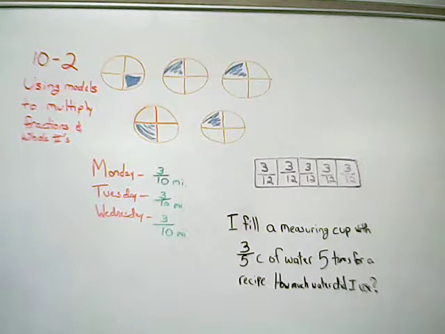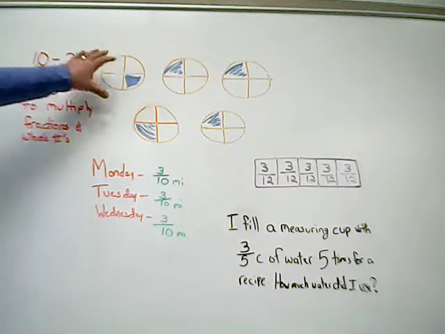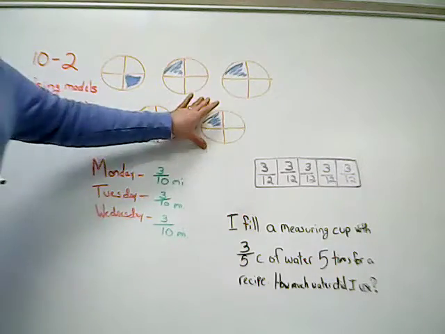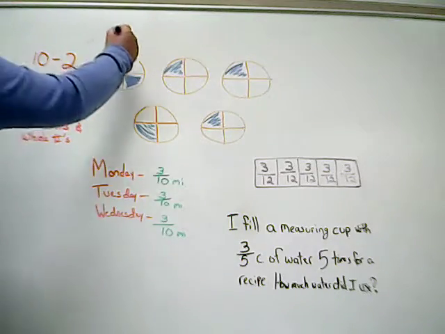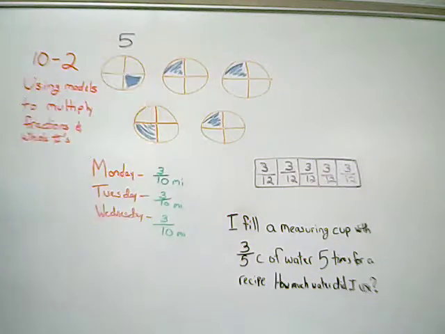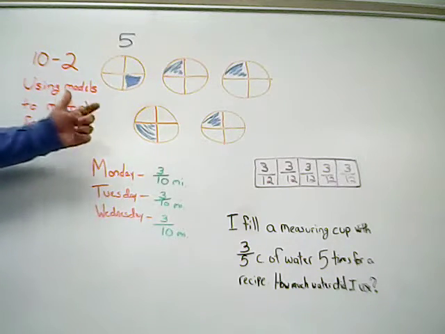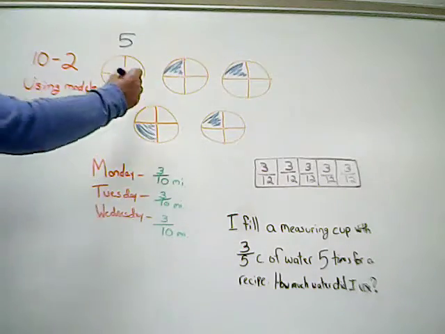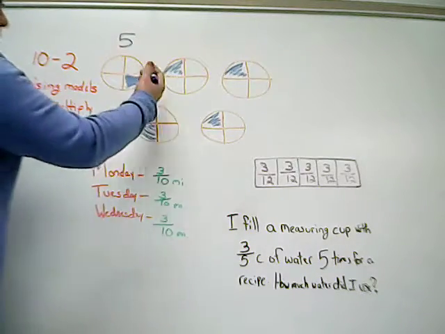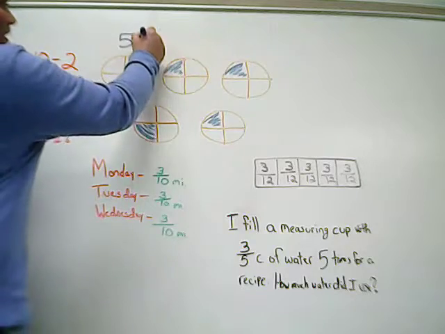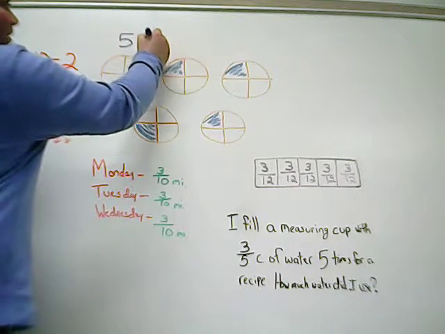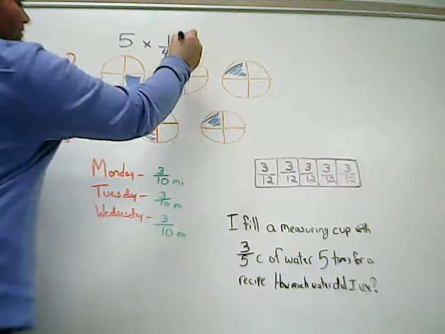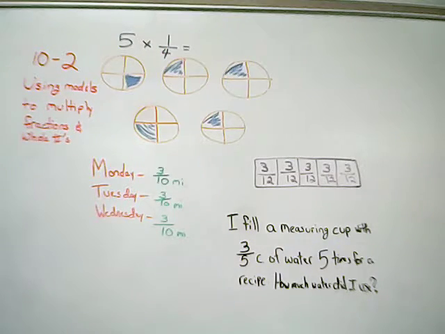So what I have here is 5 different groups. Group 1, Group 2, Group 3, Group 4, and Group 5. I have 5 groups. And in each group, I have 1/4 shaded in. So what I can do, instead of the repeated addition of 1/4, 1/4, and so on, I have my 5 groups times 1/4. And now what does that equal?